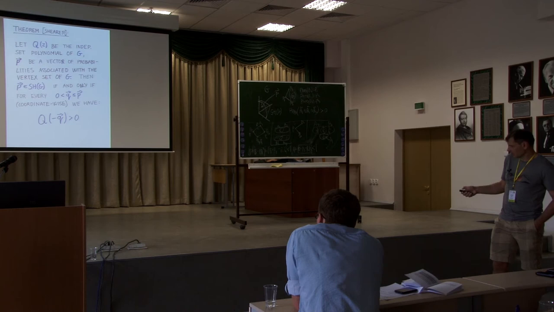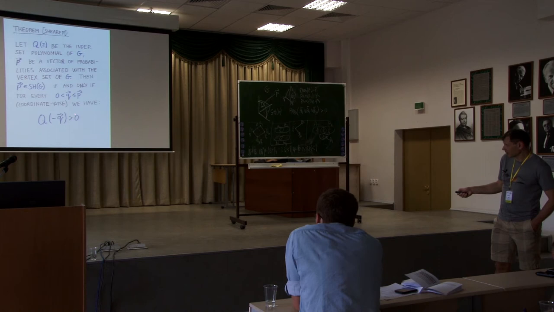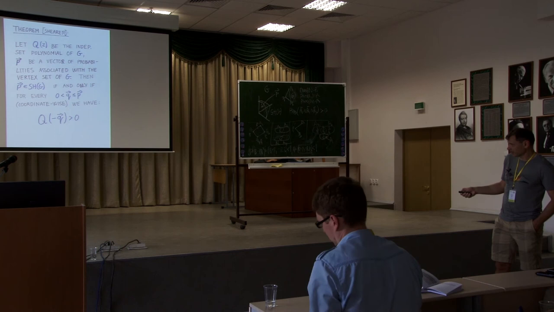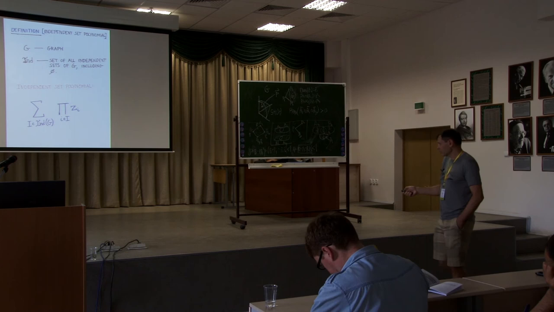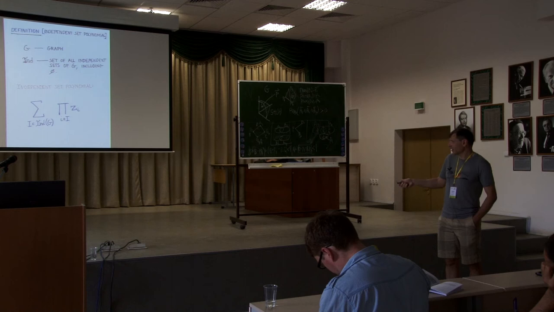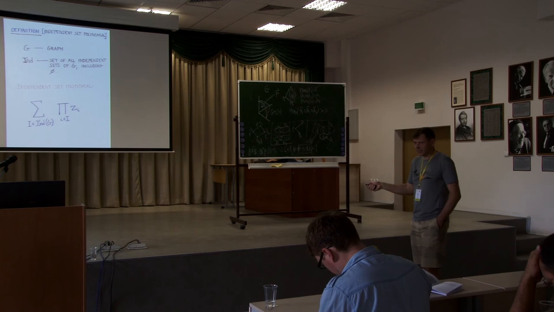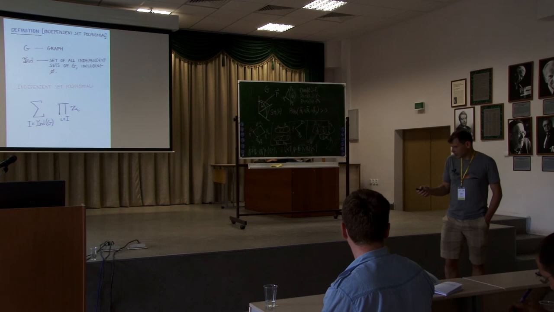Because obviously if we just plug in q, that gives us a number greater than zero, because all the terms of the independent set polynomial are positive. But if we take minus q, then the terms with even-size independent sets are going to be positive, and with odd size, these are going to be negative. So here, this is the condition.